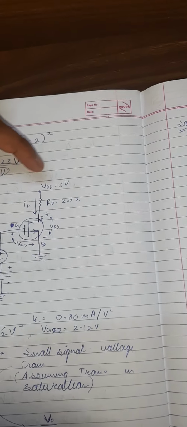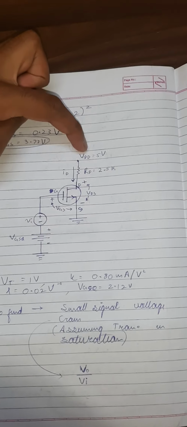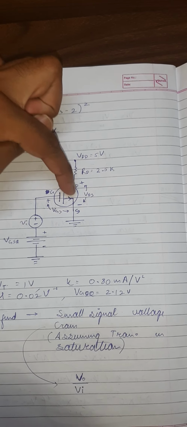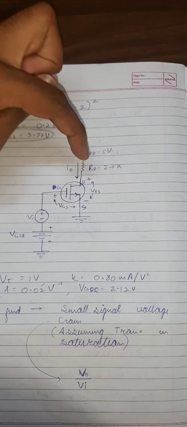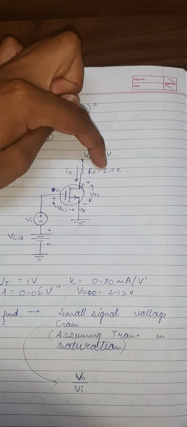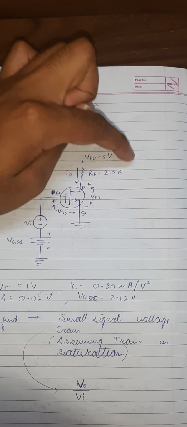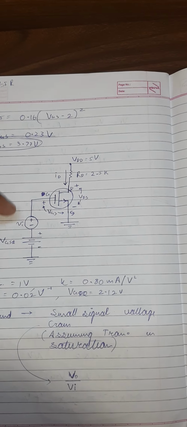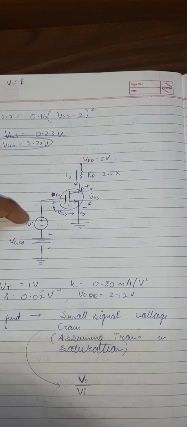Similarly, here is VDD, the externally applied voltage at the drain side, which is 5 volts. Current is flowing downwards towards the drain. RD, the resistance at the drain, is given as 2.5 kilo ohms. Sorry, I'm missing the ohm sign. Here is the grounding, and here is the AC source, the AC input.